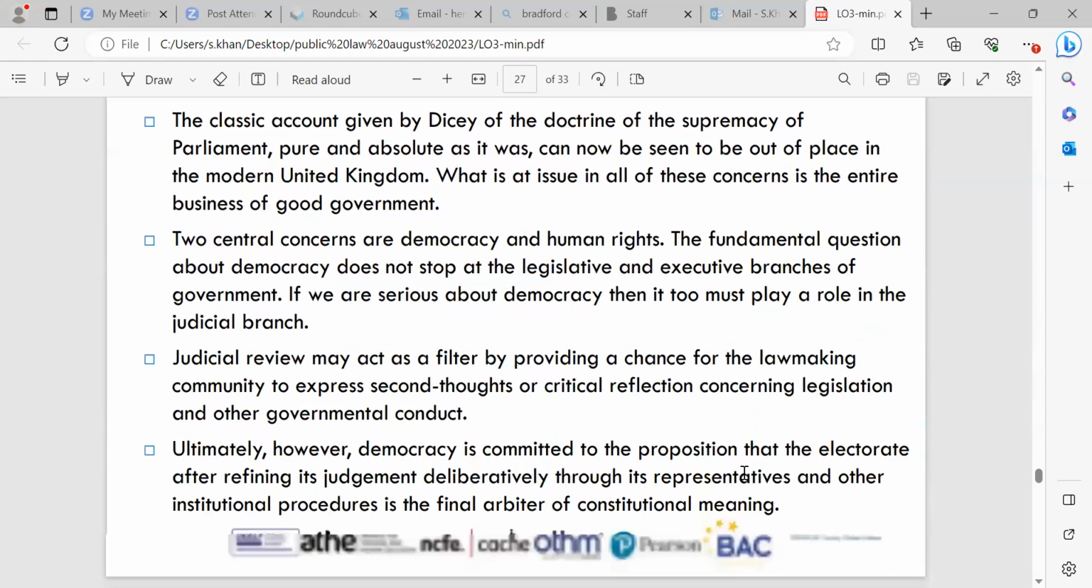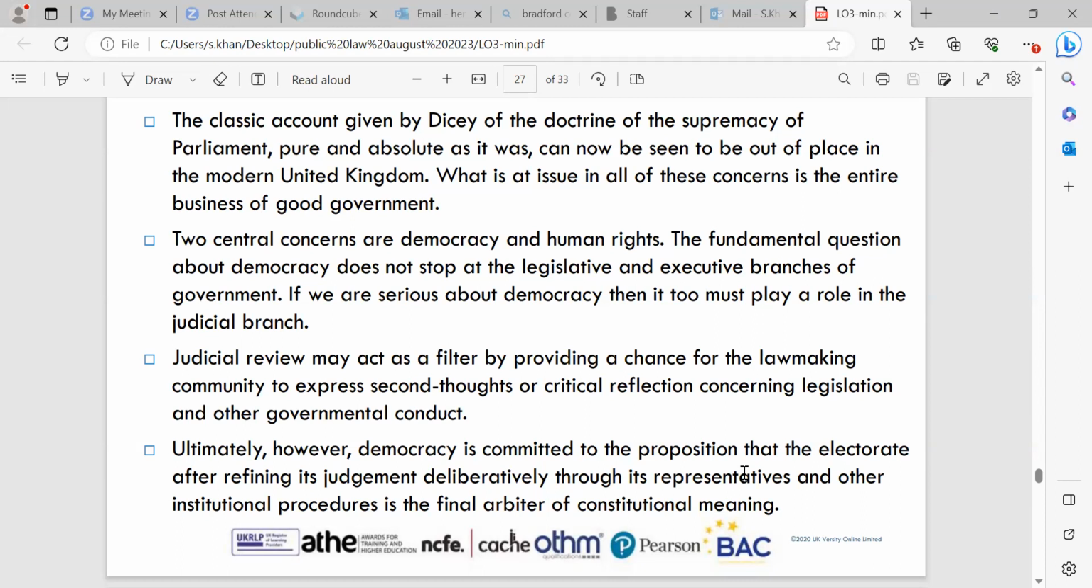So, conclusion: the classic account given by Dicey of the doctrine of supremacy of Parliament, pure and absolute as it was, can now be seen to be out of place in the modern United Kingdom. What is at issue in all of these concerns is the entire business of good government. Two central concerns are democracy and human rights.